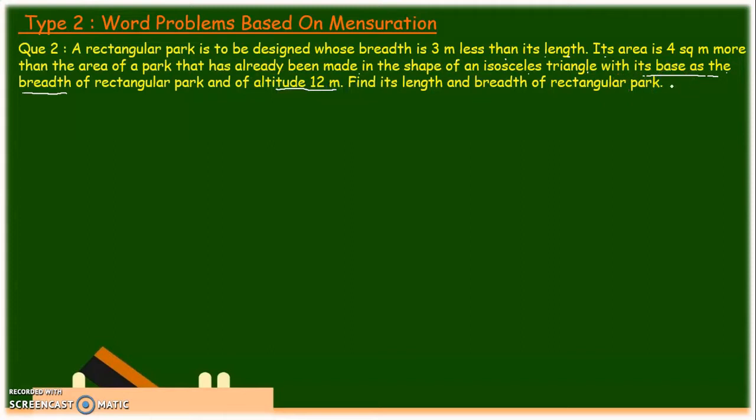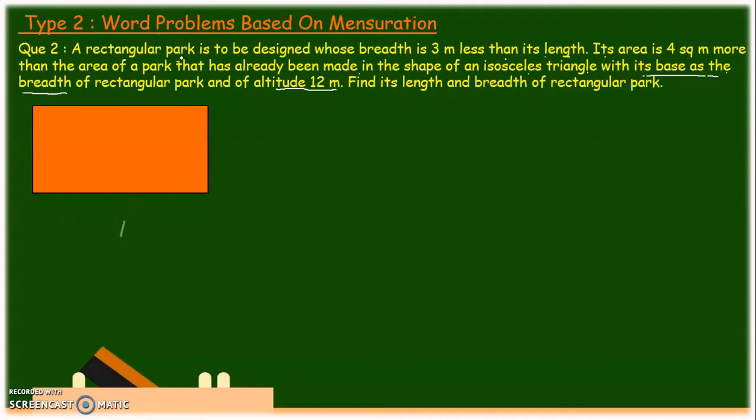So first of all, understand the question carefully. A rectangular park is there. So let's take a rectangular park having length L and breadth B. In the first line it is given that the breadth is 3 meter less than its length. It means B equal to 3 meter less than L. So it means L minus 3.